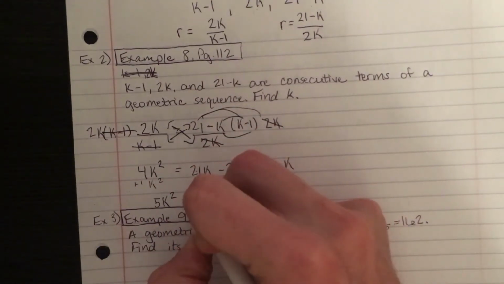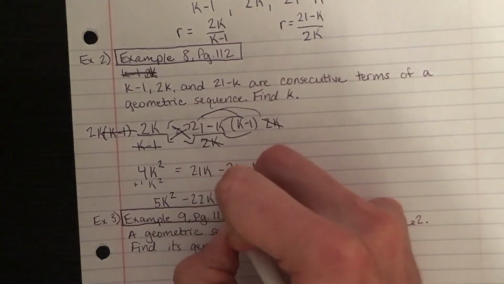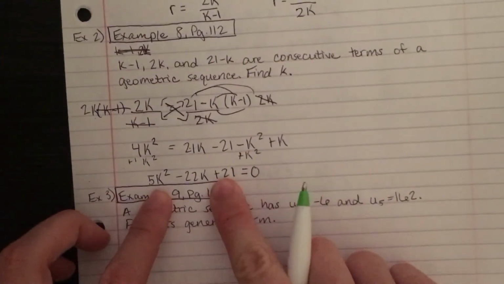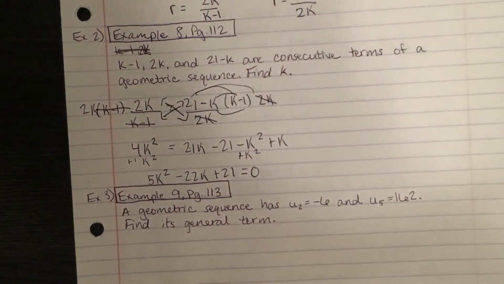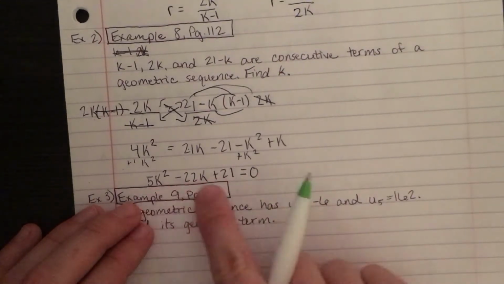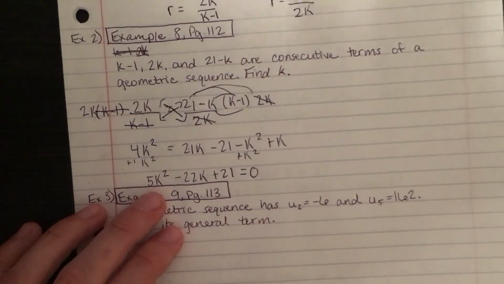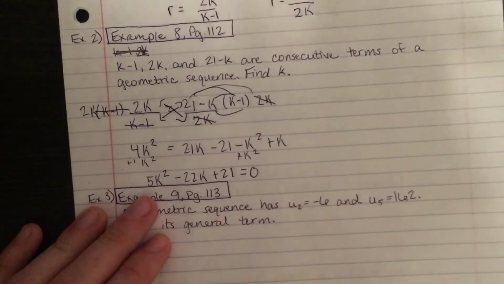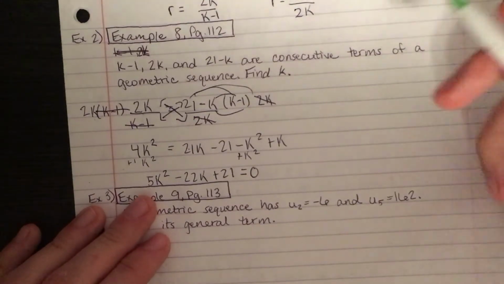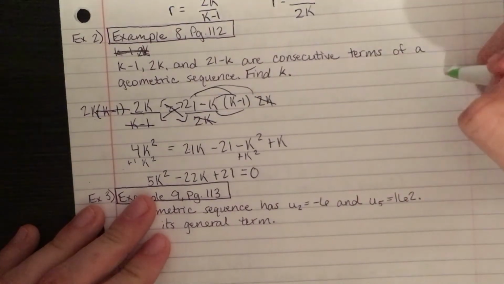That's going to be a minus 22k when it comes over, and then plus 21, and we've got this equal to 0. And so with that, we want to go ahead and factor this thing right here, because we've got a quadratic equation. So if you'll remember from Algebra 2 last year, the way that you solve a quadratic equation is you've got to either use the quadratic formula or you've got to factor it. I'm going to opt for factoring here.